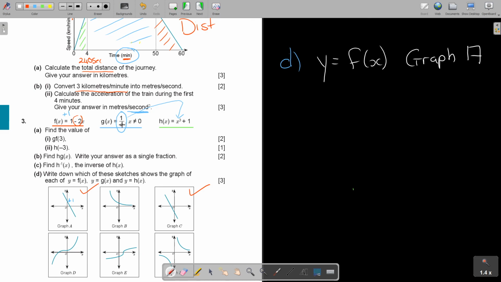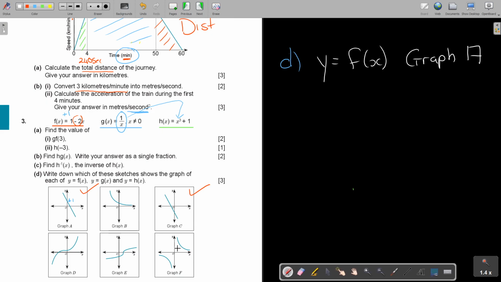Now g, this is a reciprocal function. Okay, it's a hyperbola. So you will see, where is the hyperbola? Oh, here is the hyperbola. And there's only one hyperbola. And it's also, let's see, it's 1 over x, it's in the positive. If there was a negative 1 over x, it would have been in these 2 quadrants. But this one is nice, so I say y equals g(x), and that will be graph F. And the last one, y equals h(x).